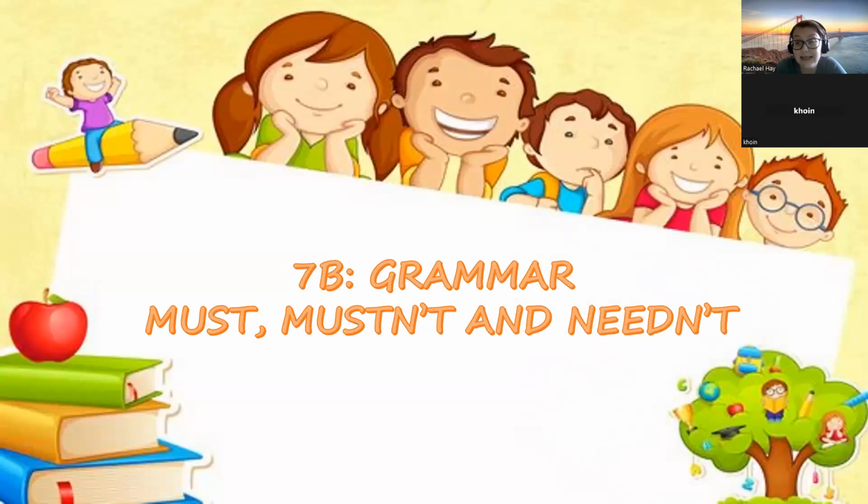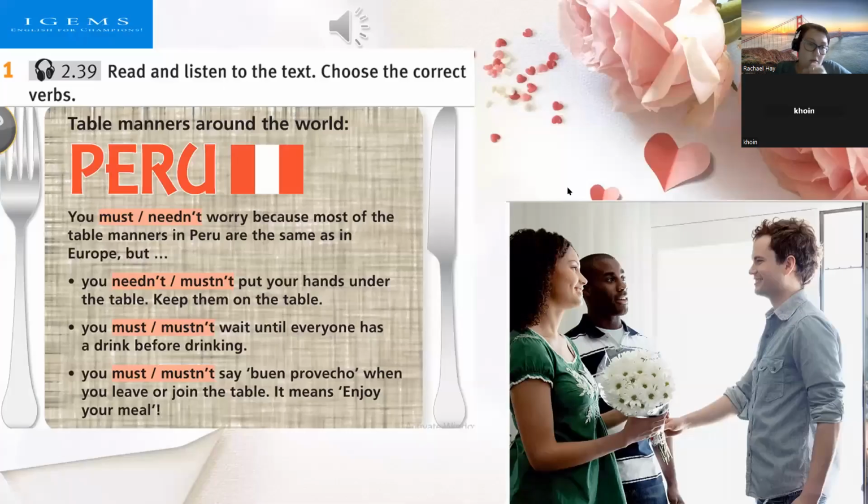Grammar. Must, mustn't, and needn't. So, needn't is like need not. Okay, so table manners around the world. Do you know what table manners are? No. Okay, so some countries have certain rules when it comes to eating.